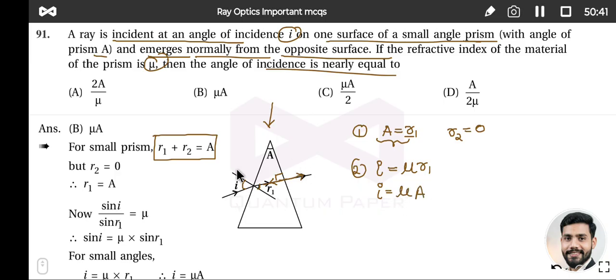In this question we have to find the angle of incidence. So the angle of incidence is nothing but mu times A. So the correct answer is B, mu times A. If you know this result, then you can solve the question in a short time in your exam. Look at the next question.